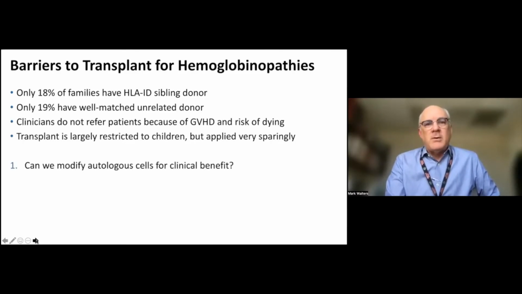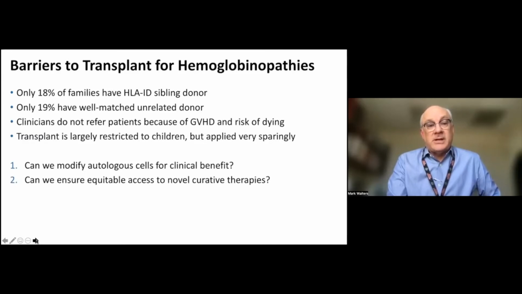So if we can't find donors, can we modify a person's own autologous cells for clinical benefit? And that's the question we're asking with the CRISPR technology. And then if we're able to do that, this needs to go hand in hand. In parallel, if we establish a curative benefit that's now broadly available, can we ensure access that's equitable to the novel curative therapy?